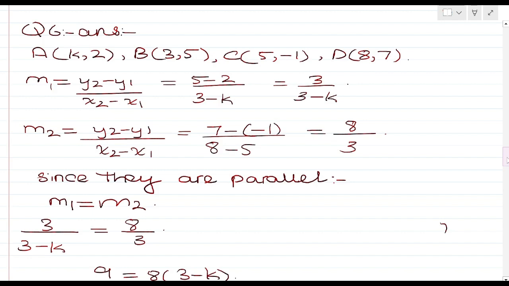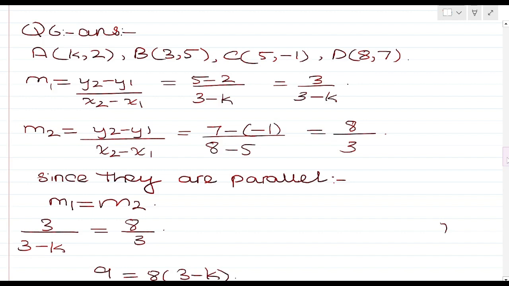So first we will find the gradient of the first 2 points A and B. We can write 5 minus 2 divided by 3 minus k, and that is equal to 3 divided by 3 minus k. For the second gradient, which is of C and D, we will write 7 subtracted from negative 1 divided by 8 minus 5, and that is 8 by 3.